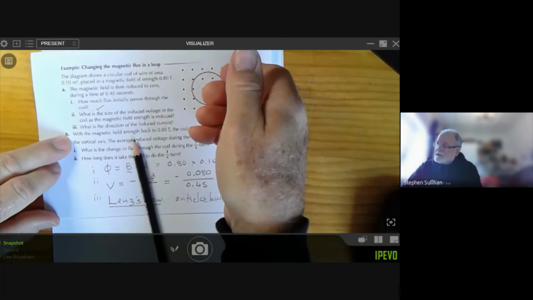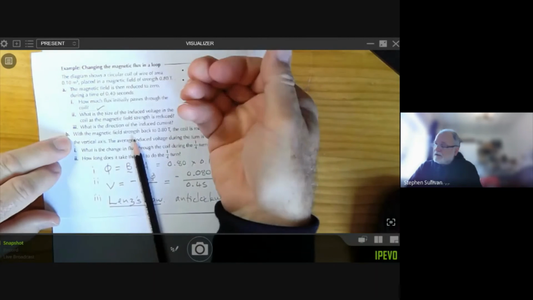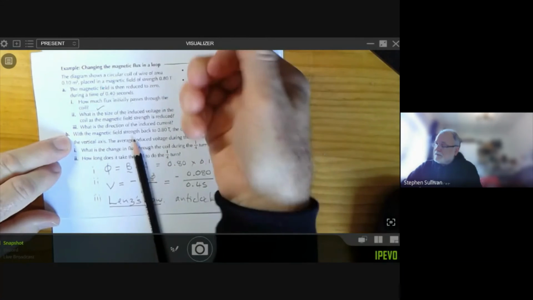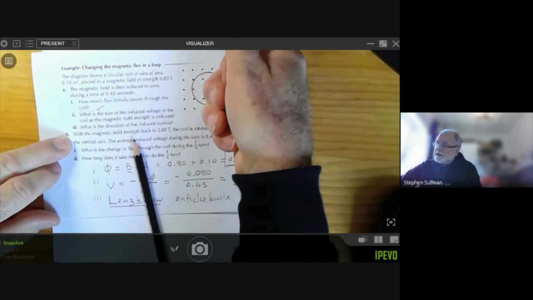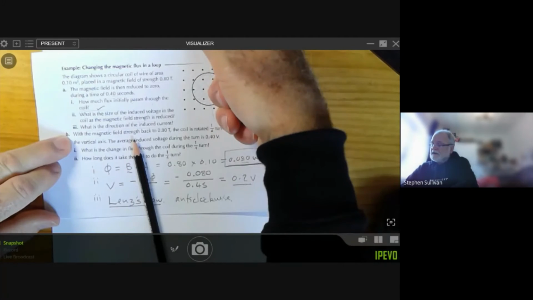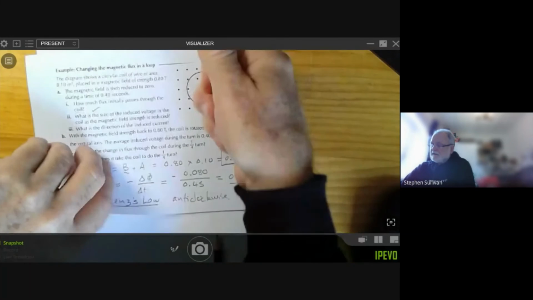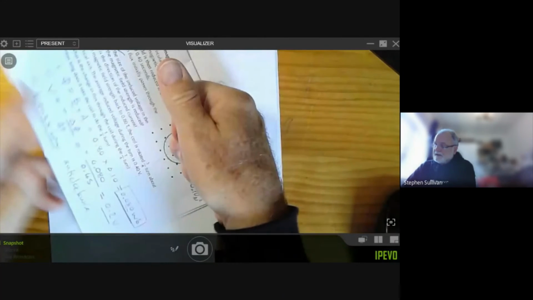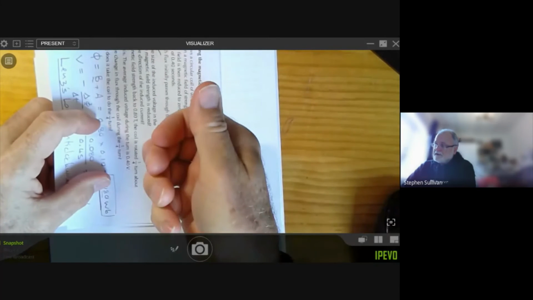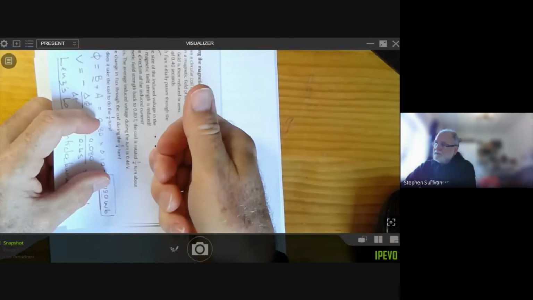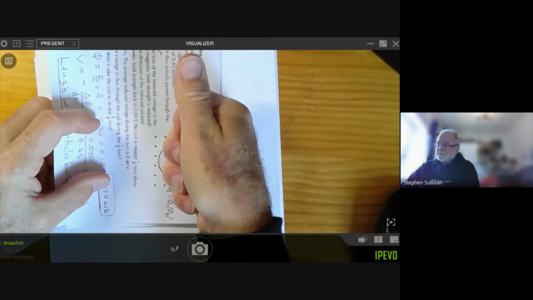The magnetic field is coming up through our loop. Therefore, the current must be going anti-clockwise. And you can do that anywhere around the loop. The magnetic field is coming up through the center of the loop. The current must be this way.